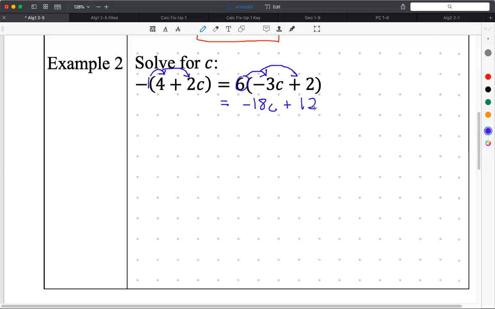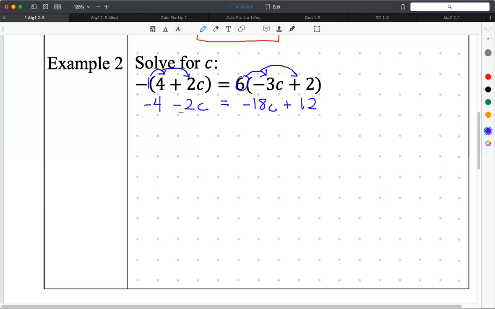Thank you. All right. Between Haiti and Carlos now, who wants to distribute the -1? Haiti, go for it. So would it be -4? So far, so good? -2c? Oh, -2c. Thank you. All right. So far, we're good.